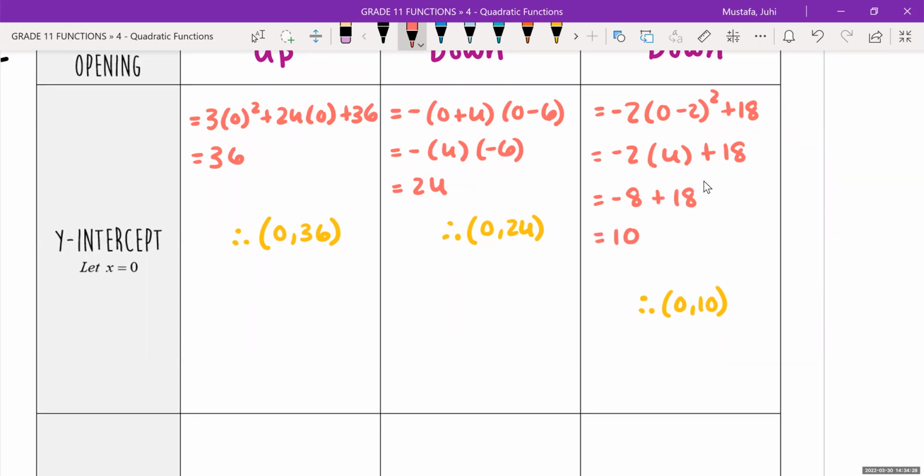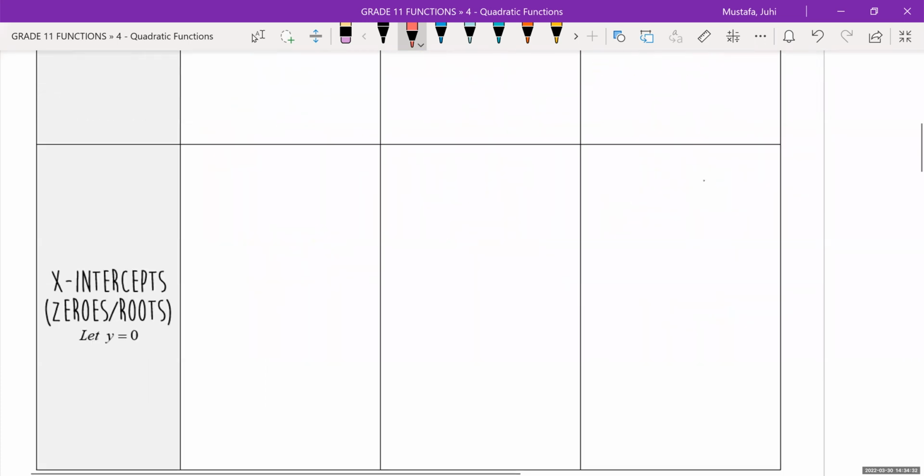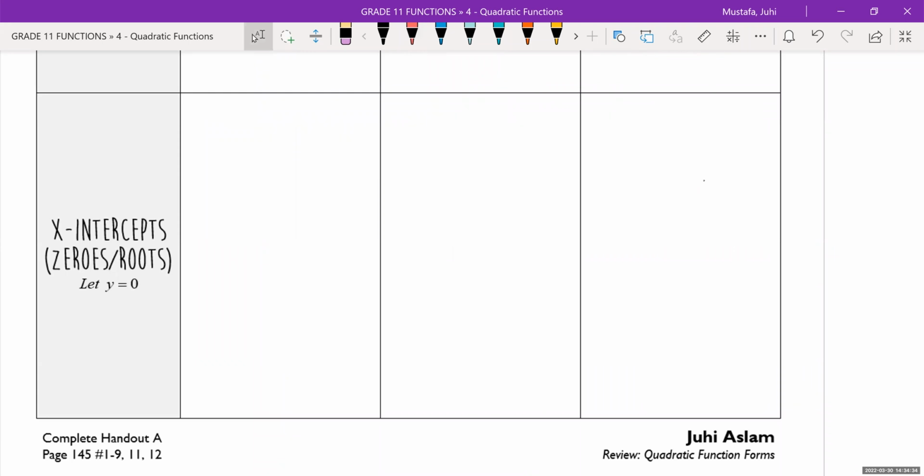Okay, this is review, right? Make sense? All right, let's keep going. How do we figure out the x-intercept? Well, this time we're going to let y equal 0. And for all of them, we're going to factor. So let's try that with the first one.